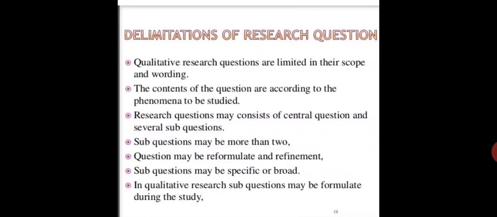Delimitation of the research question. Qualitative research questions are limited in their scope and wording. The contents of the question are according to the phenomenon to be studied. Research questions may consist of a central question and several sub-questions. There may be one central question and there may be sub-questions as well. Sub-questions may be more than two.